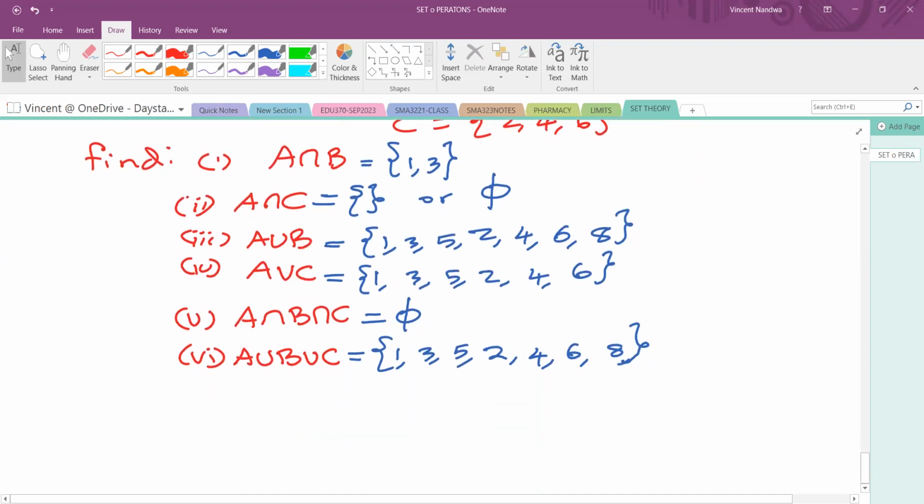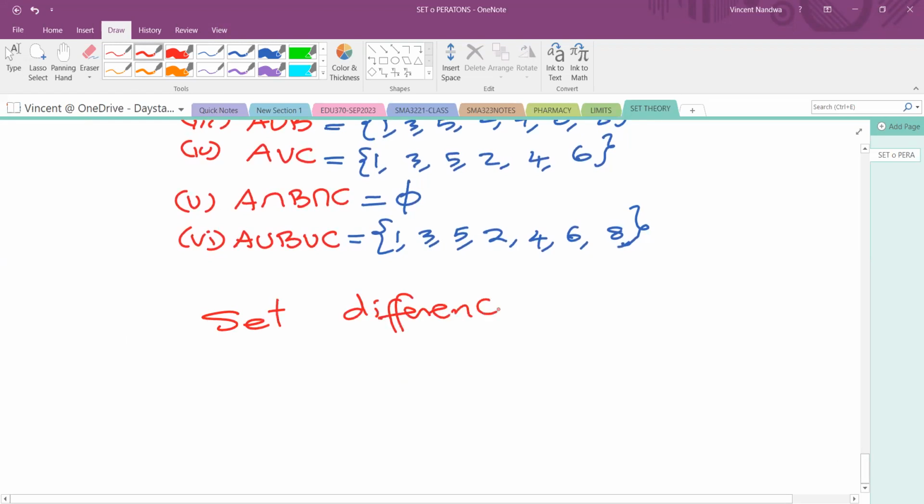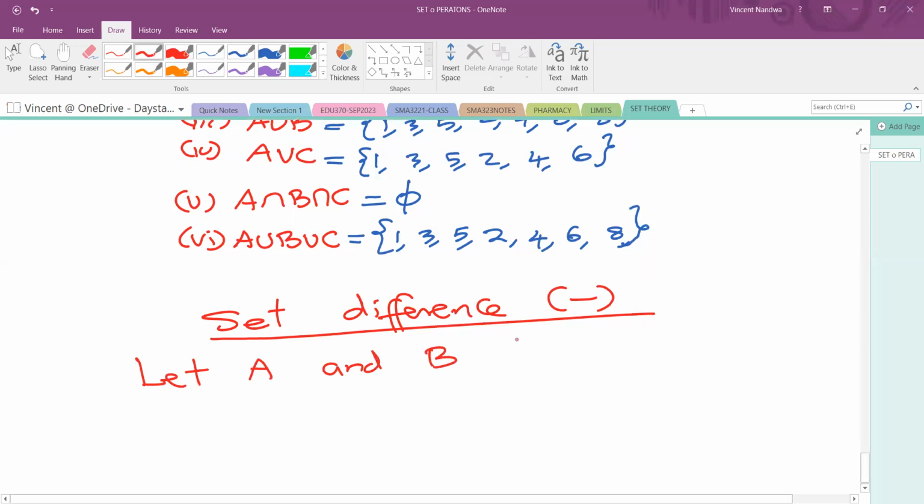So another operation is what we call set difference. We show it by a normal minus sign. And we need two sets. Let A and B be two sets.